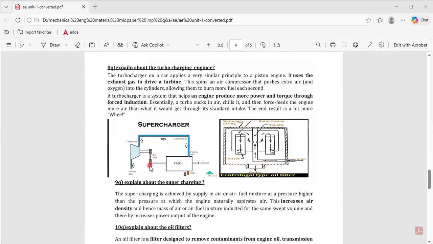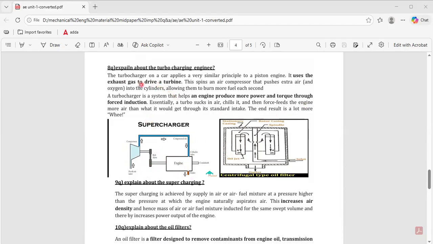Here this compressor is also coupled with the engine shaft, so it is also giving power to the engine to rotate. One end of this compressor is connected to this engine part and the other end is connected to the other side of the engine part, which increases the efficiency of the automobile system.